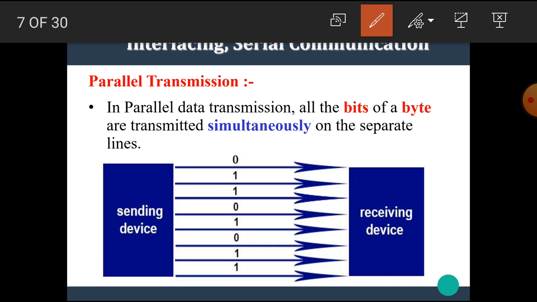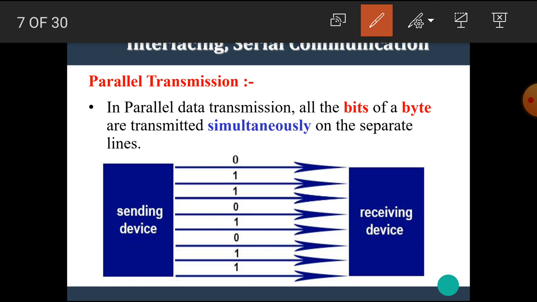The first one is parallel data transmission. In parallel data transmission, all the bits of a byte are transmitted simultaneously on separate lines. That means here in this diagram, the sending device and receiving device are shown. The sending device has 8-bit data, hence we use here 8 separate lines to send these 8-bit data. Okay, that means for each bit we require one single line. This type of transmission is known as parallel data transmission.